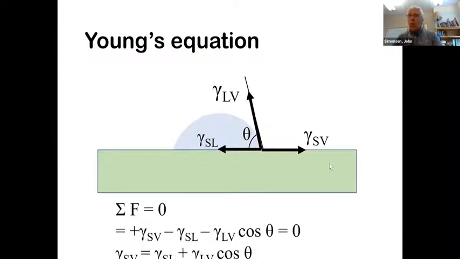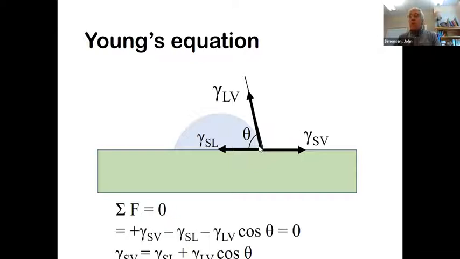Then what we can say is the drop will stop spreading when the sum of the forces is equal to 0. There's no force, there's no movement, right? So we just simply write these out. So you have plus gamma SV minus gamma SL minus gamma LV times the cosine of theta, because all we're concerned about here is the spreading of the drop, and that happens at the interface between the air, the drop, and the solid or the substrate. So all we're interested in is the forces right at this joint.